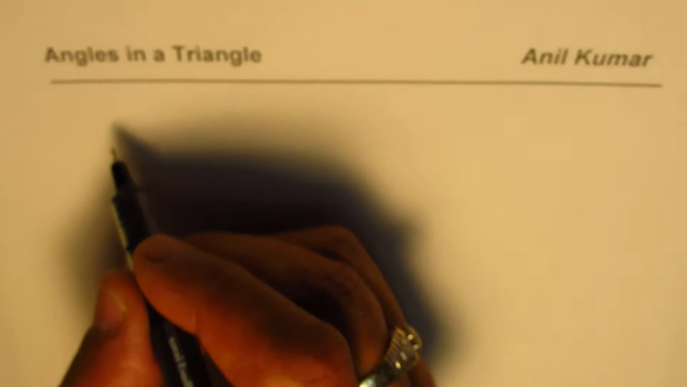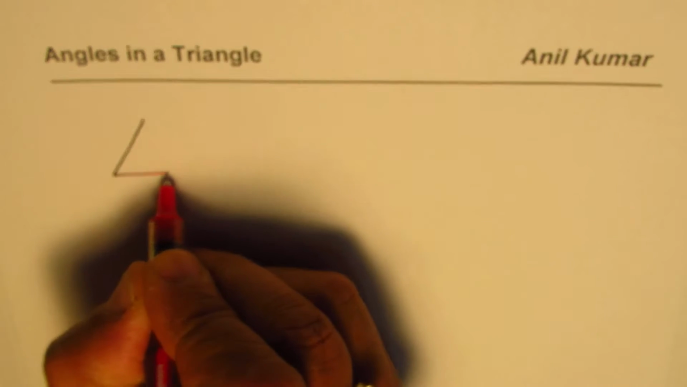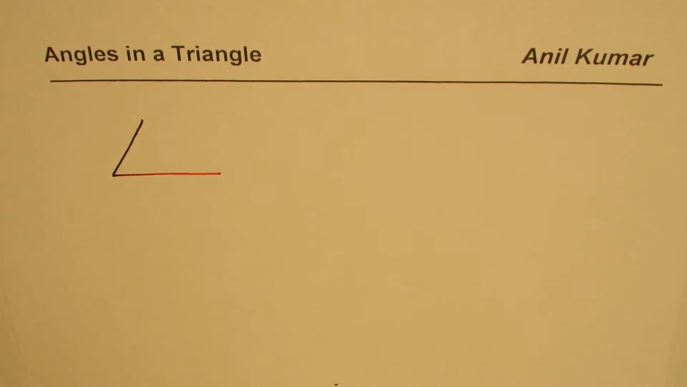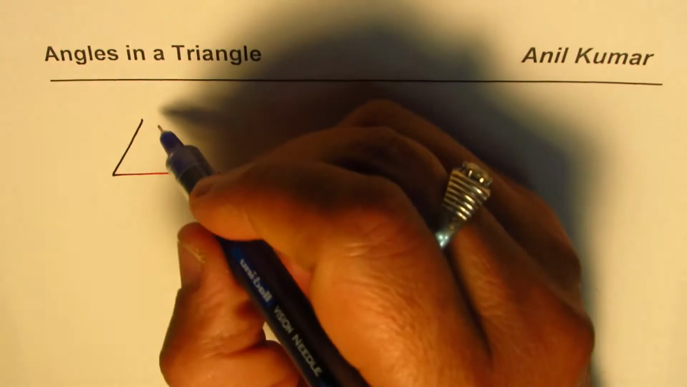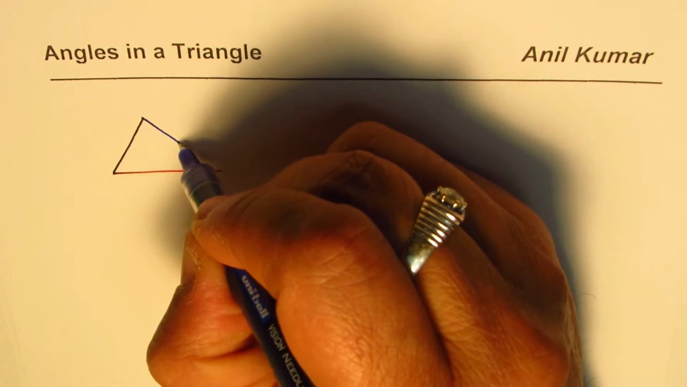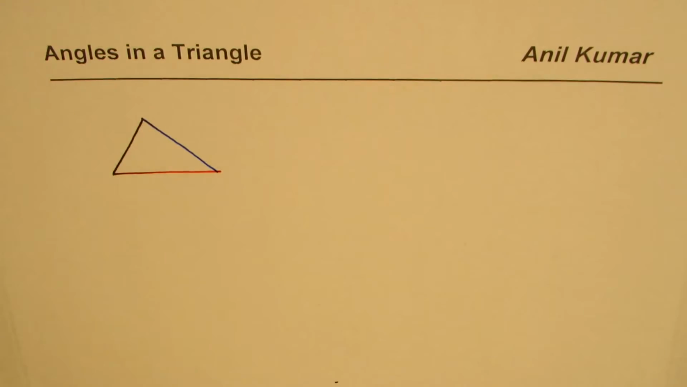So let me sketch one triangle. Let me use different colors that will help me to explain how to find sum of angles in a triangle. So triangle has three sides, correct? So let this be our triangle. This triangle has three sides. Now we need to find sum of angles.